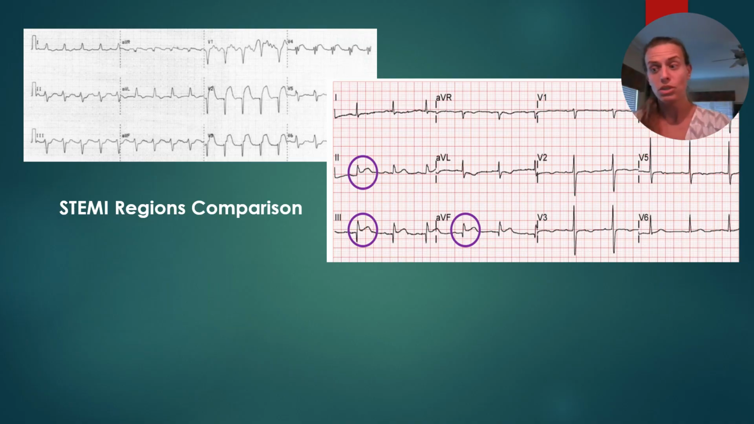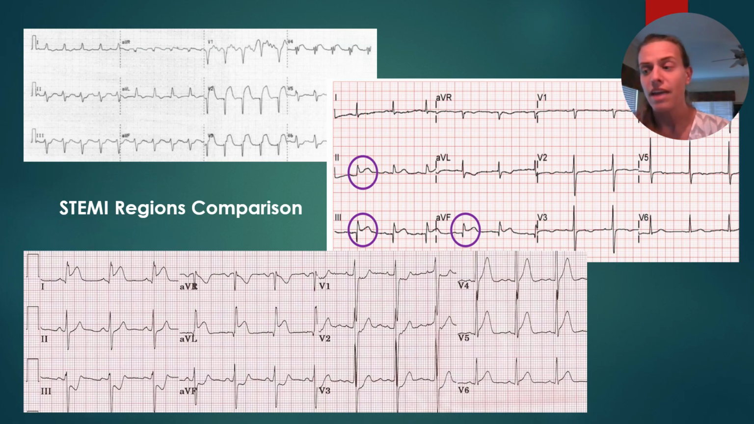Right here, we switch over to an inferior STEMI. Again, that 2, 3, aVF. You've got some pretty obvious elevation there. You're still able to see some of that reciprocal depression, but right now we're just mainly looking at the elevation and where it is on those inferior boxes right there. Sorry, I was doing the little L, but the little L at the bottom of the boxes to show the inferior aspects of that STEMI.